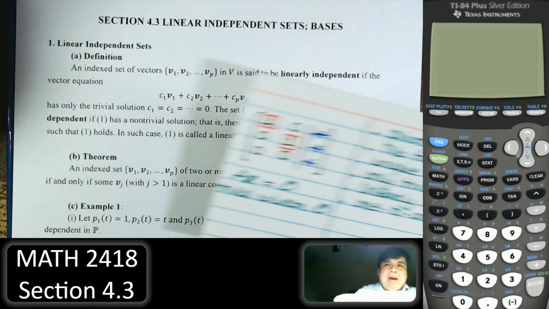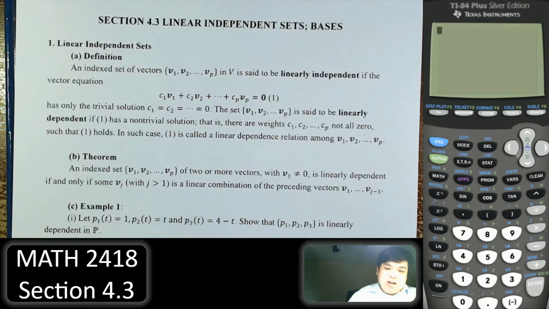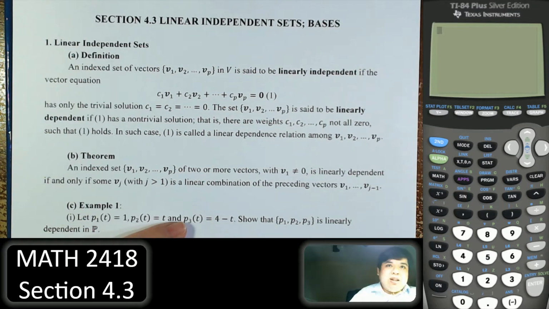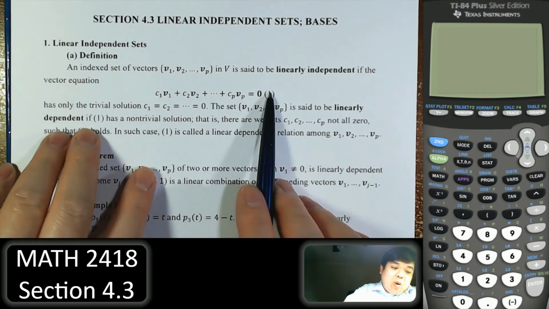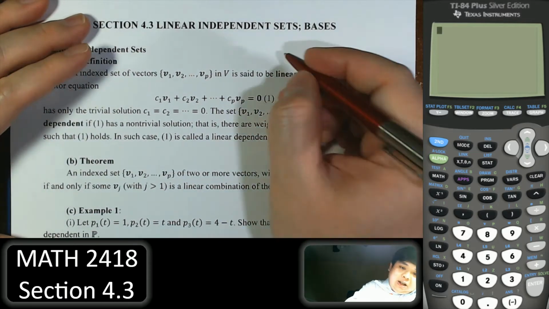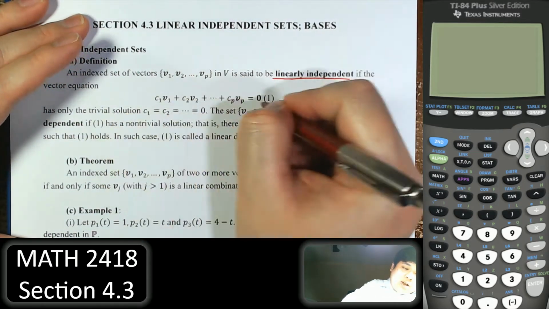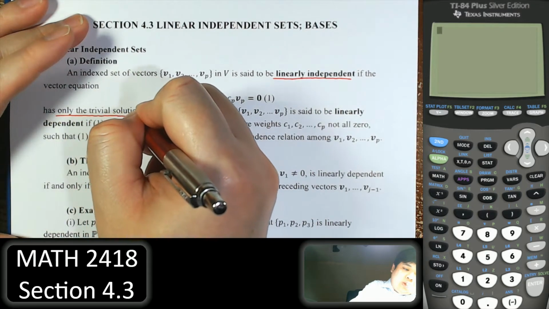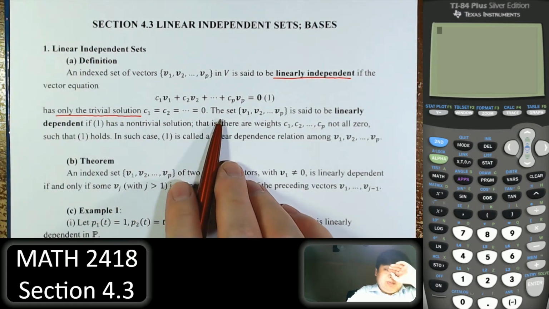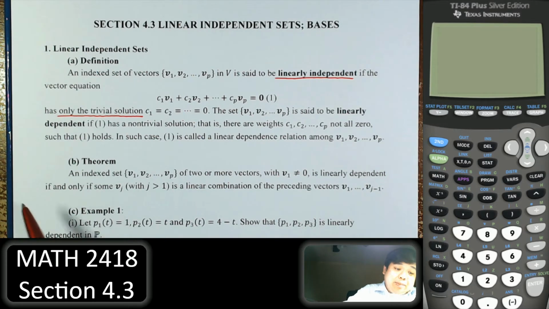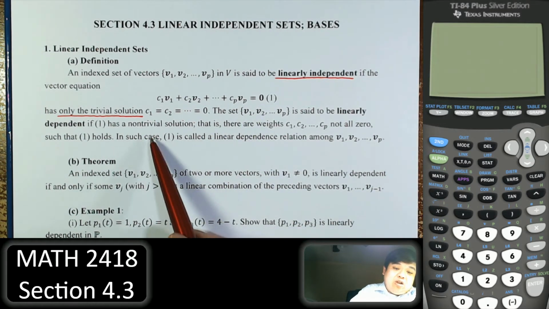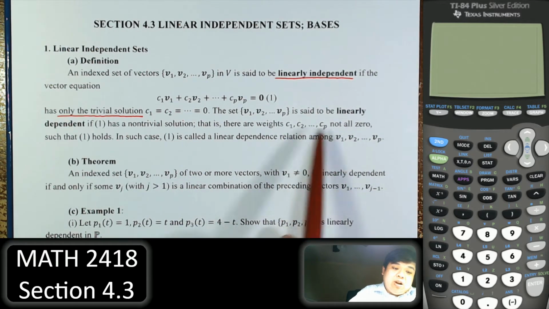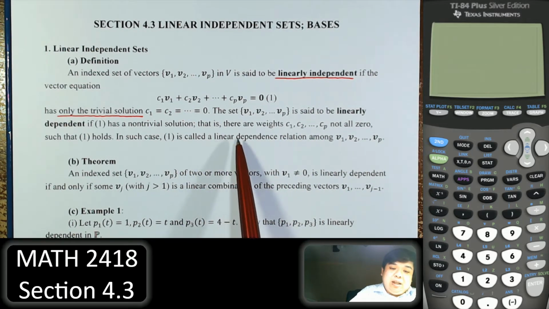Of course, we had this way back in chapter 1, I believe, and we visit that almost every chapter. So linearly independent is where this equation only has the trivial solution, meaning all of the coefficients are 0. And it is linearly dependent if it has a non-trivial solution, meaning one of them is not 0. In that case, it is called a linear dependence relation.